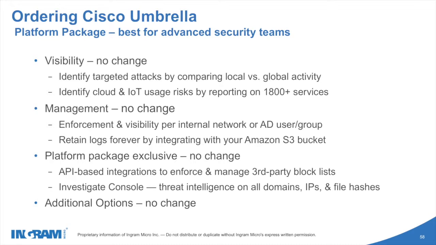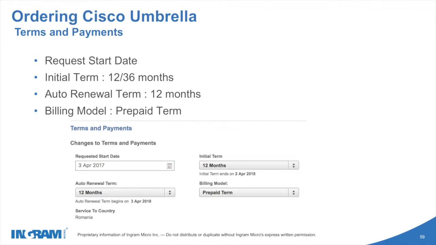Management no change, visibility no change, but we have something on the platform package exclusive. So API based integrations to enforce and manage third party block lists. The Investigate console, threat intelligence on all domains, IPs and file hashes. The additional options section no change.